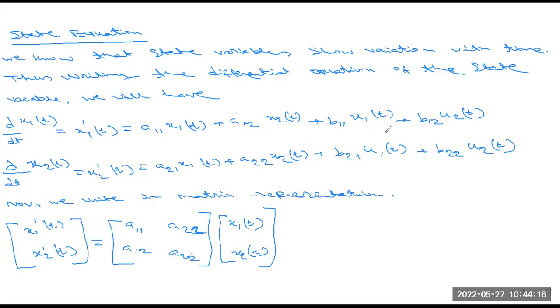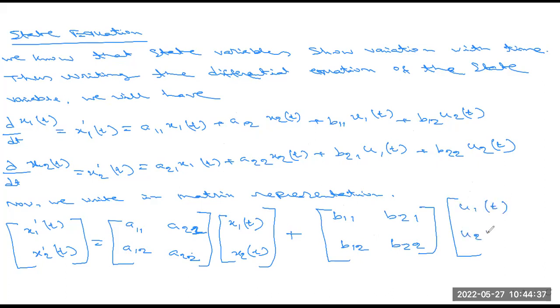Next part, plus b11 b12, then b21 b22, times u1(t) and u2(t). So this is basically the matrix form of the two state variables x1 and x2 that we have to represent here. Okay, up to this part it is clear.